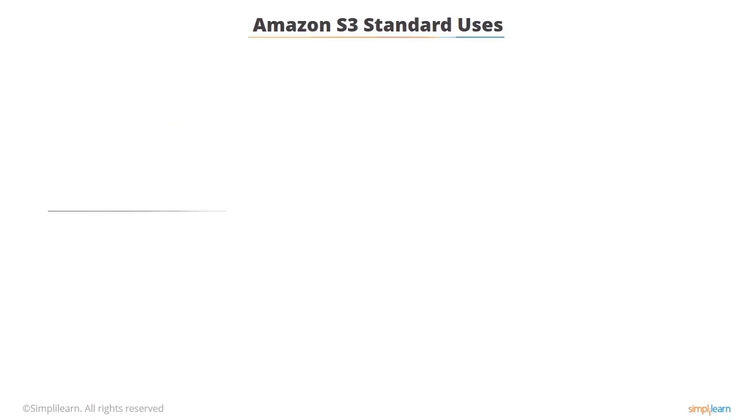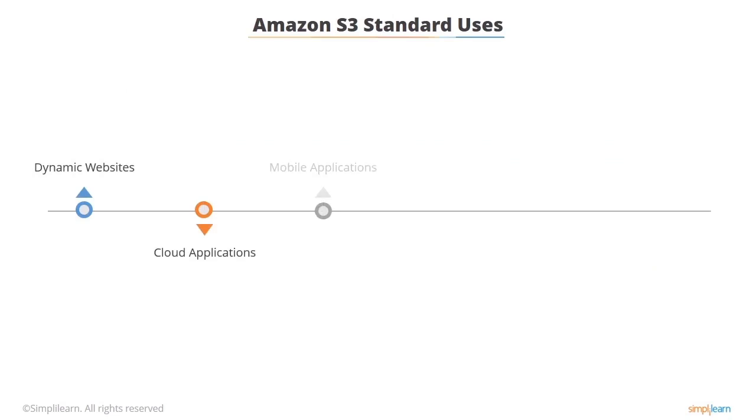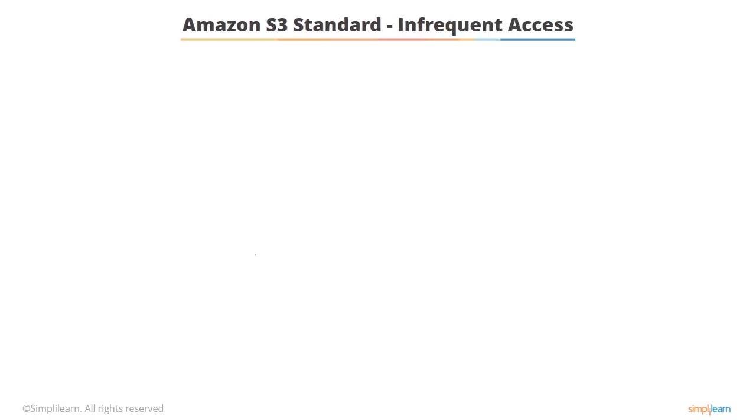Amazon S3 Standard is typically used for things like dynamic websites or cloud applications, mobile applications, or even just regular file storage. It's great for your business to use or end users to upload photos and videos, or just be able to access your files and objects in real time.